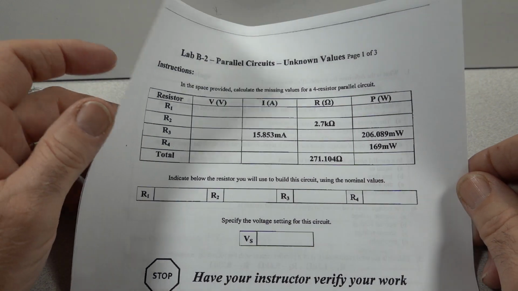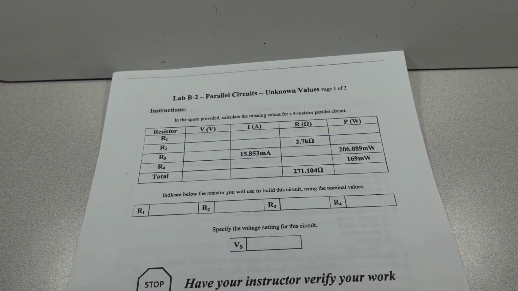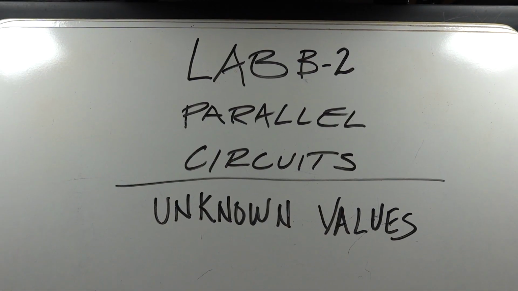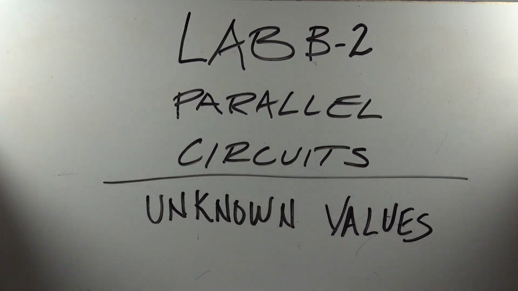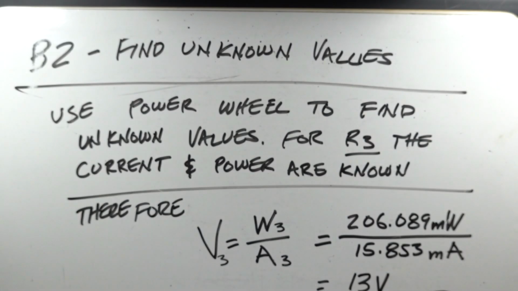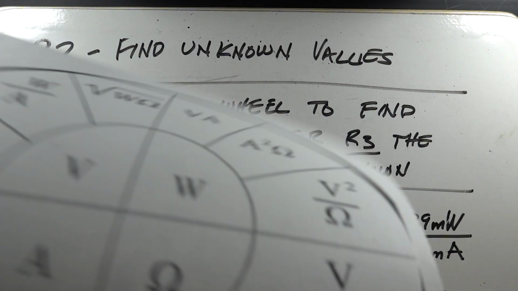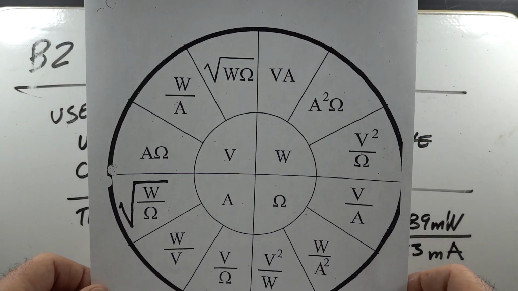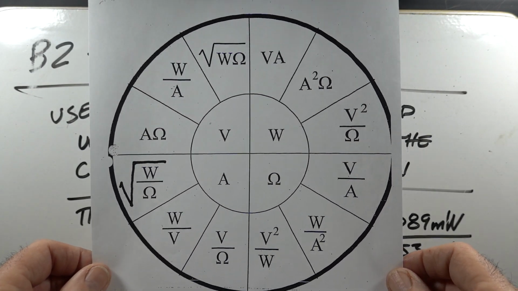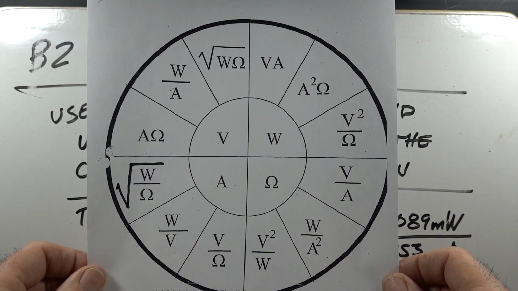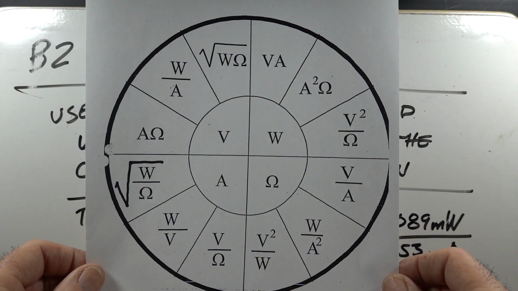So we're going to start with resistor 3. And with resistor 3, we're going to have to use the power wheel. In the power wheel, you should have received one of these in one of your classes. The power wheel has all the formulas, here's two of our formulas, to calculate for voltage and current in ohms and watts.